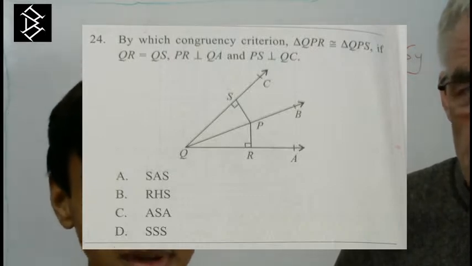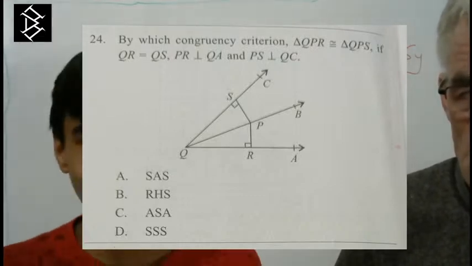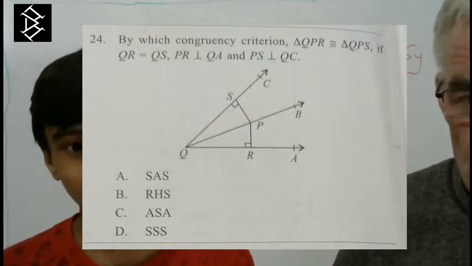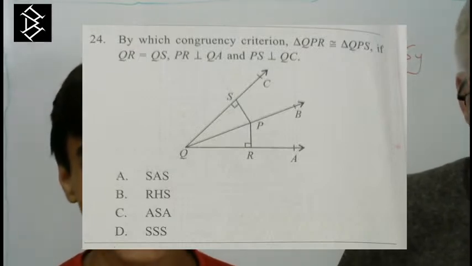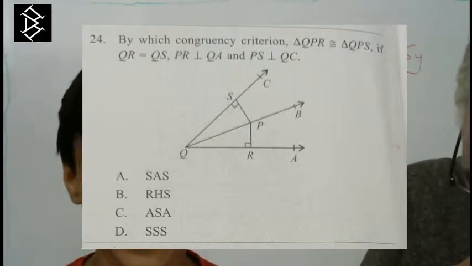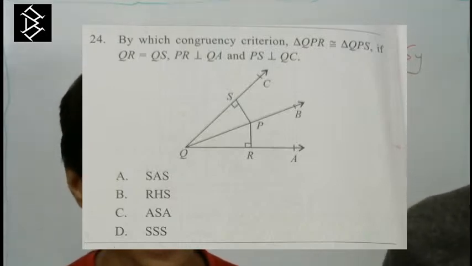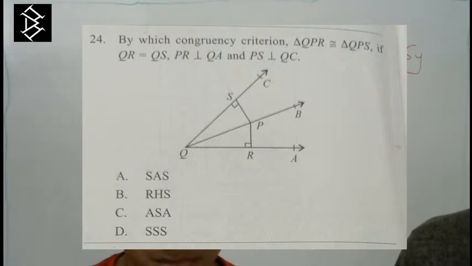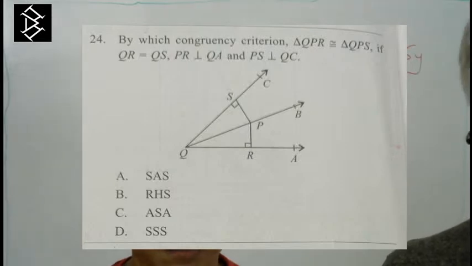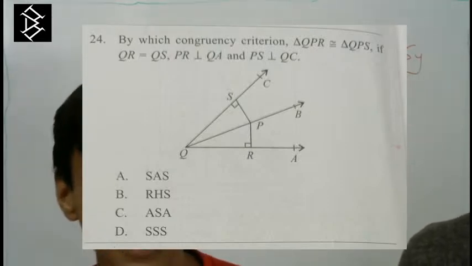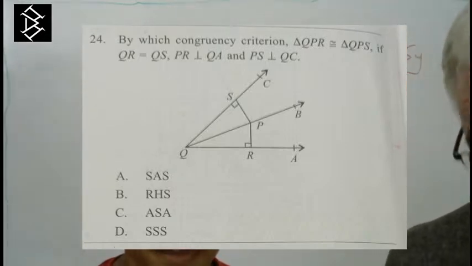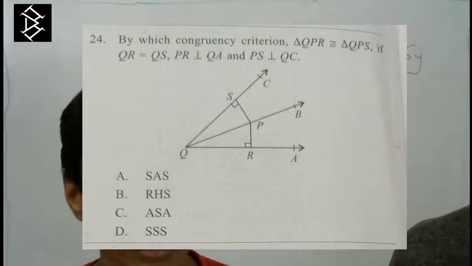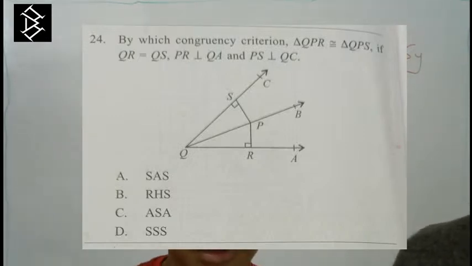So by which congruency criteria? If you don't know congruency criteria, there are some like SAS, SSS, AAA, side angle side, right angle hypotenuse side. So these are the proofs that we can use to prove that these two figures are absolutely identical. So here is going to be the right angle. Hypotenuse is common in both triangles. PQ is the hypotenuse of both of those. It told us that QR equals QS. So 24B is the correct option.